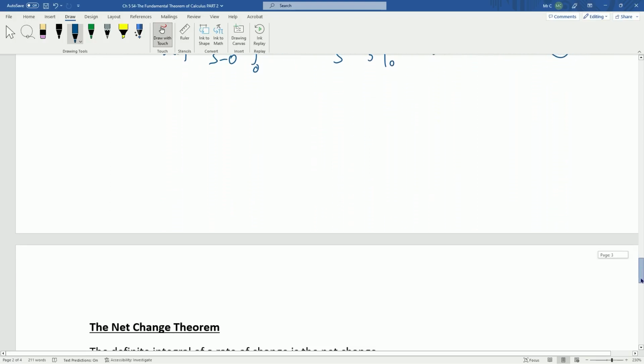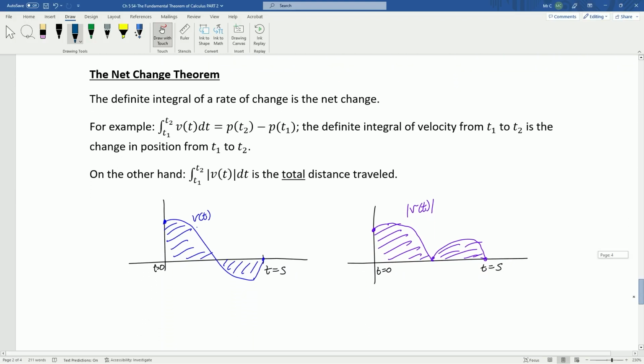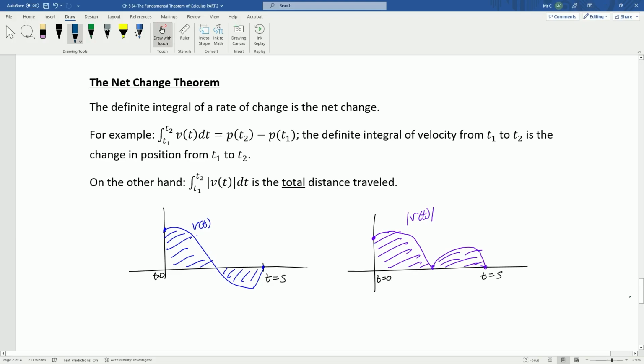All right, and with that done, we'll just mention one last thing here. The net change theorem. So the definite integral of a rate of change is the net change. So this is something we've already talked about a bit. This isn't really anything new. We're just formalizing the language here that we've been using. So, for example, if I take the integral from time 1 to time 2 of the velocity, what do I get? The antiderivative of velocity is position, so I get p of t2 minus p of t1.